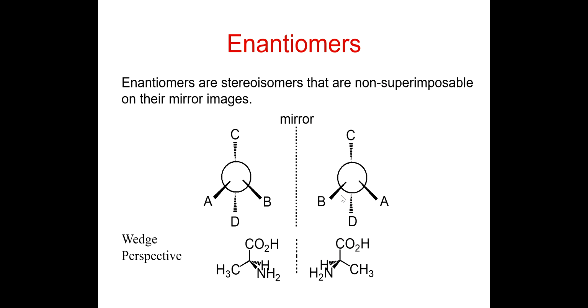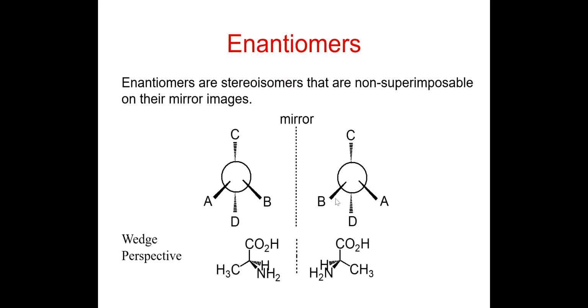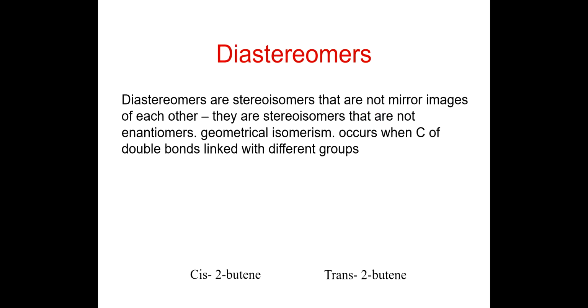This is what we talked about last lecture. Enantiomers are one type of stereoisomerism. Another type is diastereomers, or what we call geometrical isomerism. This often happens when the carbon atoms at the double bond are linked with different groups. These can be in trans or cis configuration.